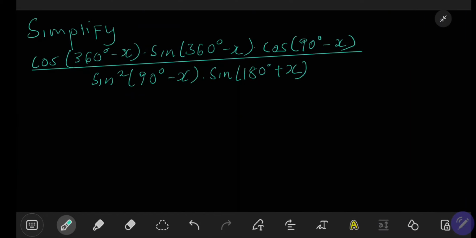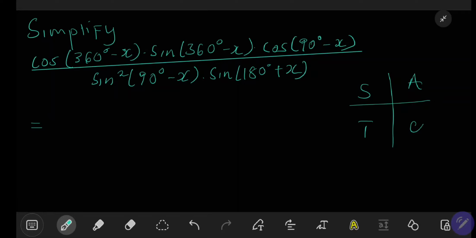So we're given this expression to simplify: cos of 360 degrees minus x, which means our x is our reference angle, multiplied by sine of 360 minus x, multiplied by cos of 90 degrees minus x, all divided by sine squared of 90 degrees minus x, multiplied by sine of 180 degrees plus x. So we have to use the reduction formula in order to solve this. Okay, so we can have our CAST diagram here.